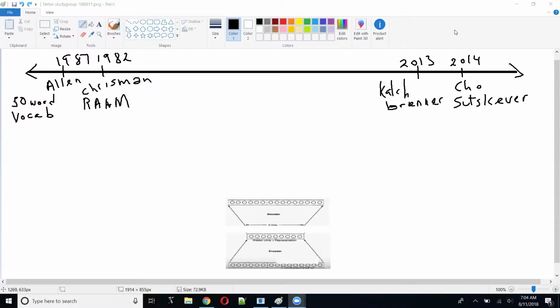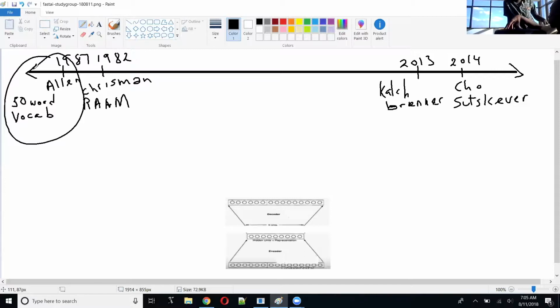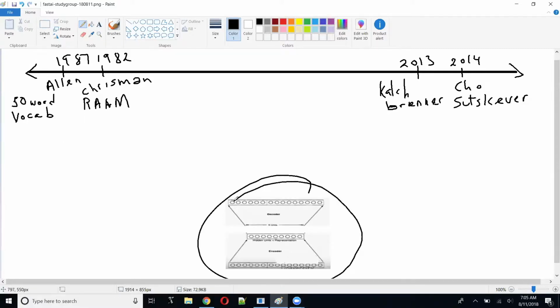So I guess they tried it with neural networks in 1987. The gentleman named Bob Allen, I think, here, and it was a 50 word vocabulary, small scale stuff because that's all the compute power they had then. But back then they had the idea of an encoder and a decoder. That's the picture at the bottom here.